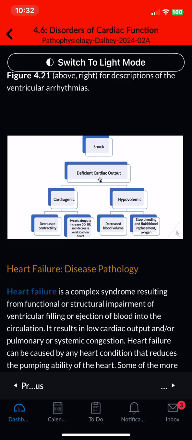So the first type of shock is cardiogenic shock, and it's brought on by an ineffective cardiac pumping or a decrease in contractility. So this can be caused by myocardial infarction. If it's not addressed quickly, it leads to systemic hypotension, pulmonary edema, as the blood will back up in the lungs. The mortality rate is 70% for patients who are not treated.